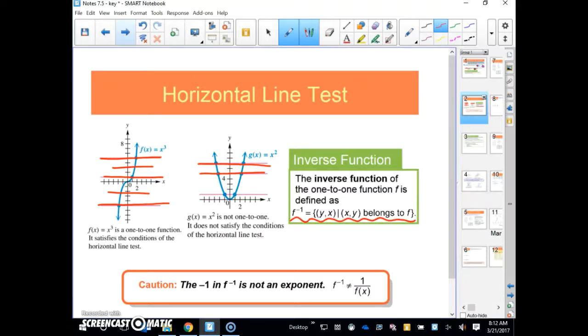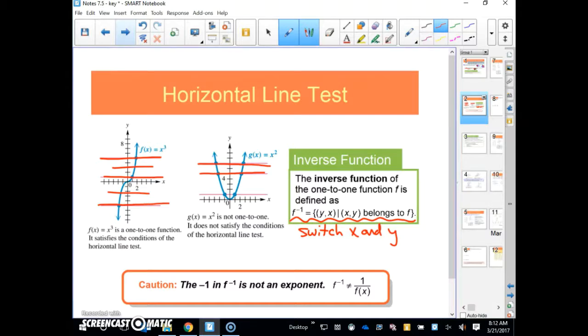Okay? The inverse function of the one-to-one function is defined as this, which I think is hard to read. It says all points (y, x) such that the point (x, y) belongs to the function. Basically, you might remember from past classes, college algebra or algebra 2, where we switch x and y. That was how we formed the inverse function in those other classes.